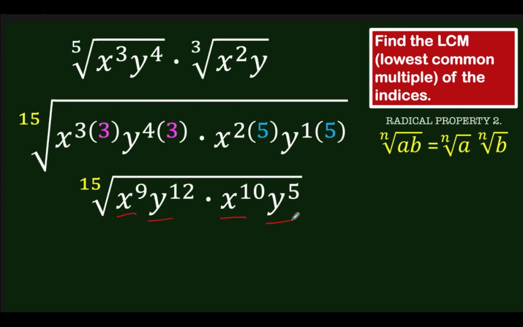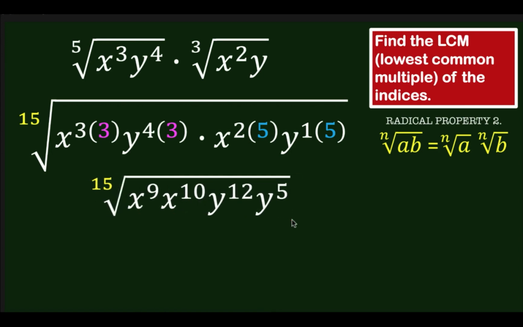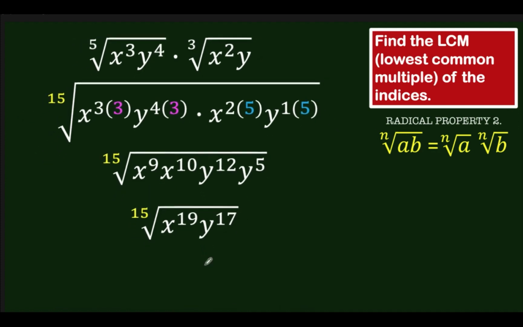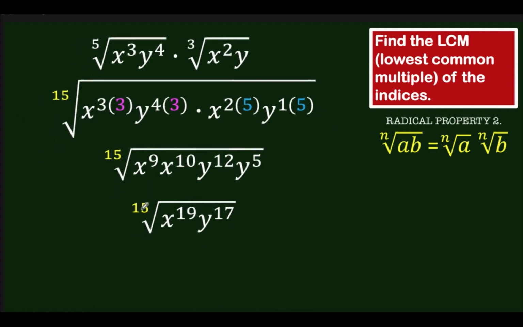So, using the commutative property of multiplication, we rearrange them so that the same variables are together, and we can apply the law of exponents number 1: copy the common base, and add the exponents to get 19. Here, copy y, add 12 plus 5 to get 17. Now, notice that 19 is greater than the index 15. So, we can still simplify, and here too, 17 is greater than 15. So, what we will do is split this 19 so that one of the exponents is divisible by the index 15.